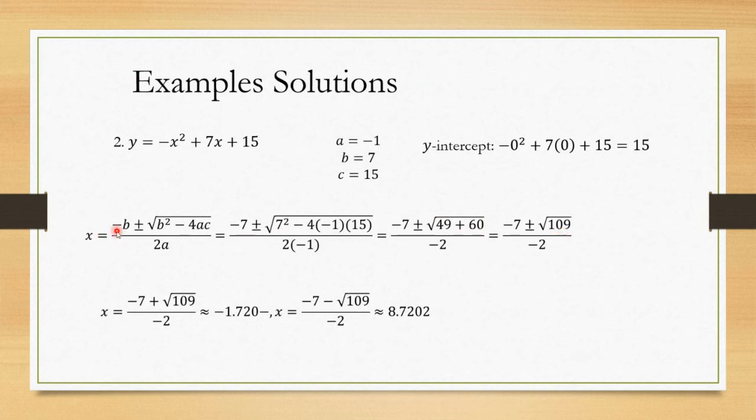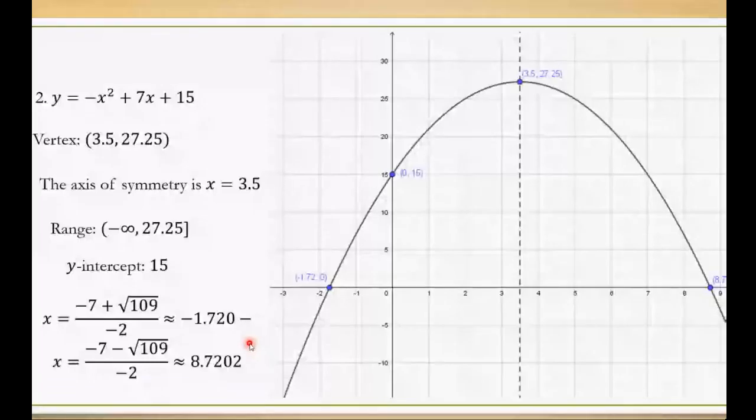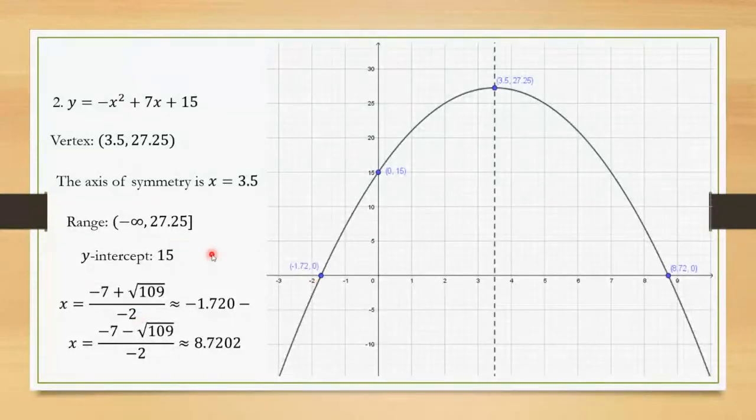So anyway, we have minus b, minus 7. B is 7, so 7 squared minus 4 times -1 times 15 over 2 times -1. So we end up with this. And here's where you could probably use a calculator. And why is that? I don't know why that negative is there. But we end up with this stuff. Okay, that's good.